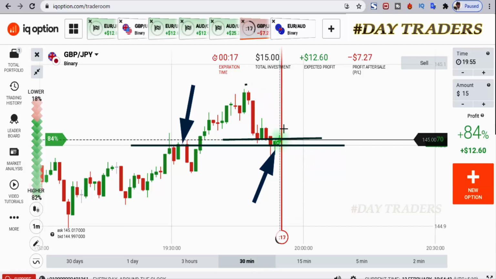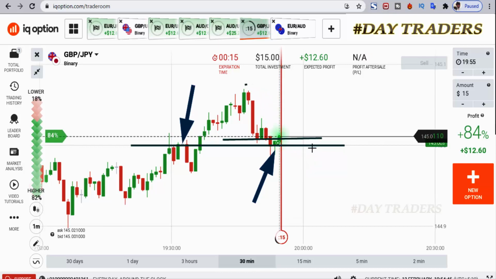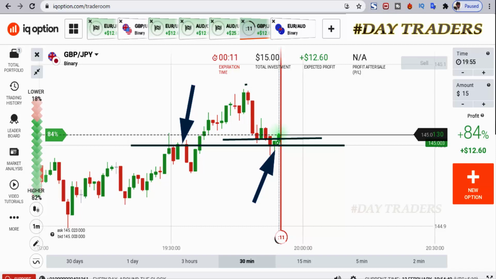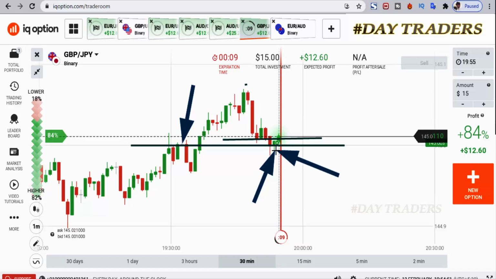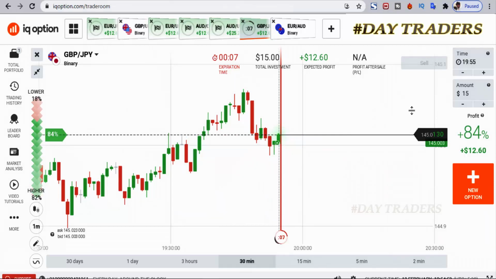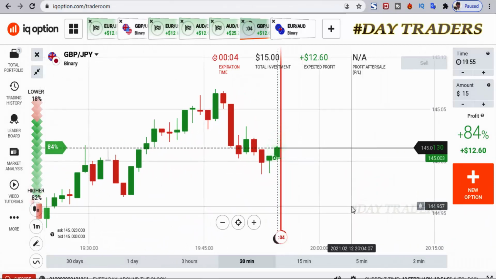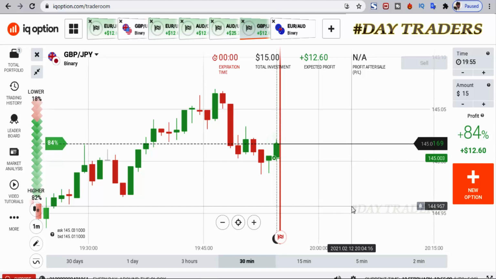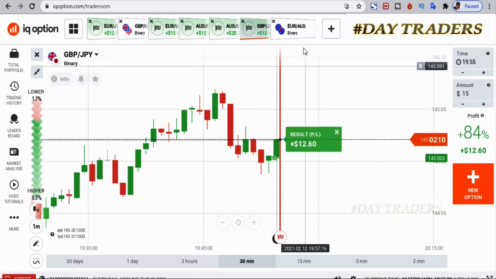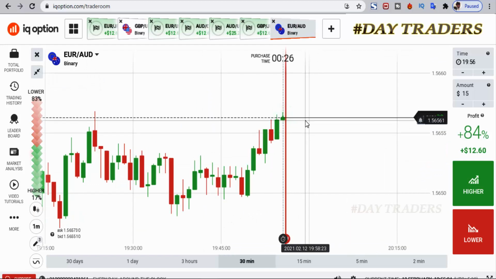Okay, it's a very strong buying force. That's the reason I place a higher option. Let's see, 5 seconds only. And this is also a winning trade. I'll check the next pair.